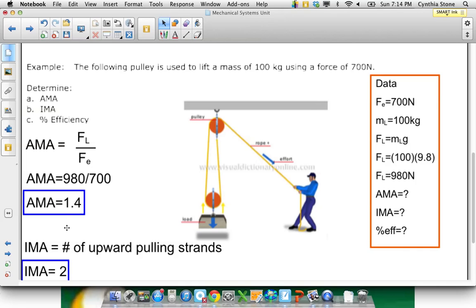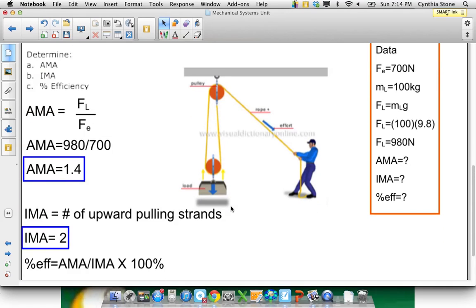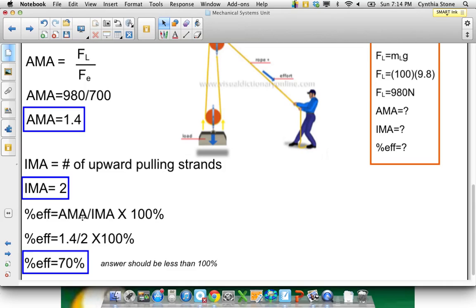IMA is the number of upward pulling strands, like what we said earlier on the page about finding ideal mechanical advantage. If you look at it, this strand's pulling down, but these two are both pulling up on my load. That was the design of this particular pulley. So the IMA is 2, because I have 2 strands pulling up. So percent efficiency is AMA divided by IMA times 100. So 1.4 divided by 2 times 100, and it's 70%.